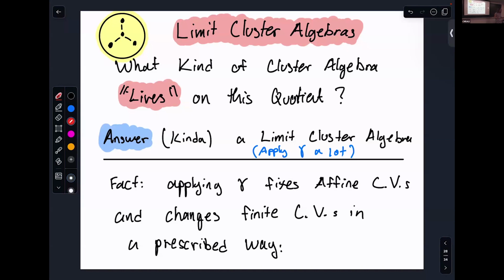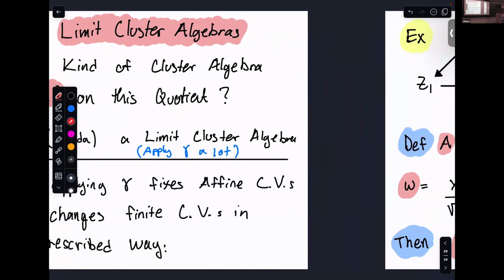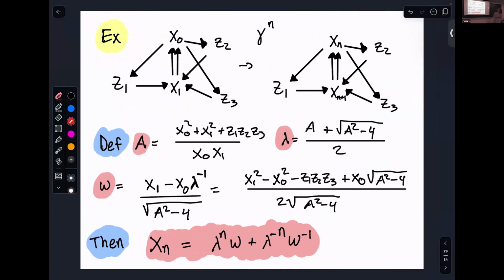It doesn't change any of the affine cluster variables. Those are the ones that are living on the tails, but it changes all the finite cluster variables in a prescribed way. Really, it's just due to the sources and sinks mutation path a ton of times as well. But we can understand it explicitly by just sort of studying, in this case, what happens.